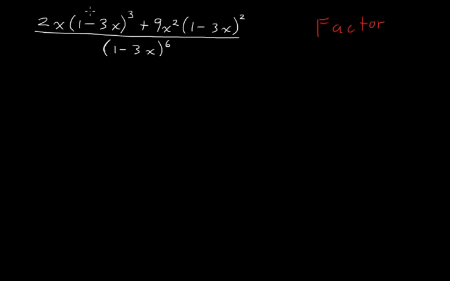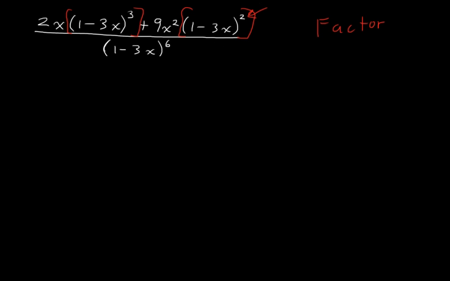But here I see very clearly 1 minus 3x is a factor that is common in the numerator and in the denominator. Of course, we could factor out an x as well, but I'm going to hold off on that because I know that's not going to cancel with the denominator. So let's just factor out this 1 minus 3x. We have an exponent of 2 here, so that's the greatest number of those that we can factor out.